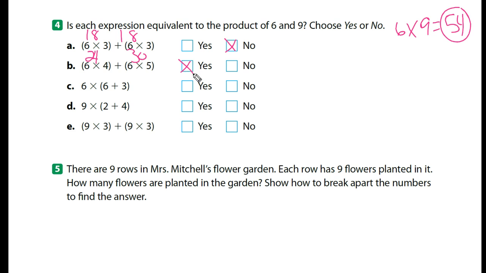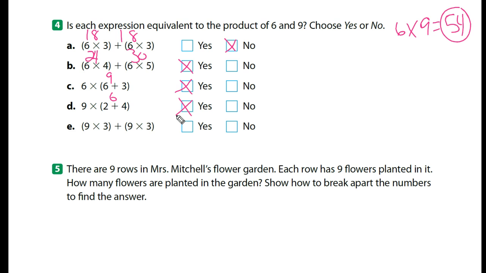What's 6 plus 3? 9. And didn't we say that 6 times 9 is 54? Yes. So this is correct. What's 2 plus 4? 6. So you notice that I'm doing what's inside the parentheses first. 2 plus 4 is 6. And again, didn't we say 9 times 6 is 54? So this would be yes as well.